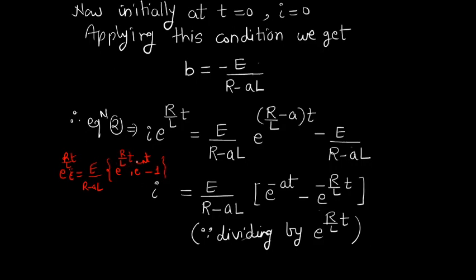Here we will separate these two terms by law of indices. When you divide by e raised to power R by L t, obviously this gets cancelled. And what we have, I is equal to E by R minus AL e raised to power minus at, and here 1 upon e raised to power R by L times t, which is nothing but e raised to power minus R by L times t. In this way the expression is obtained.